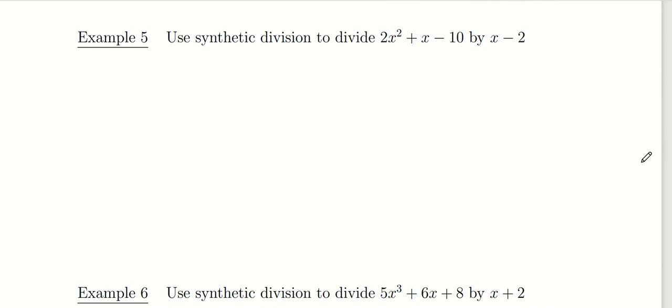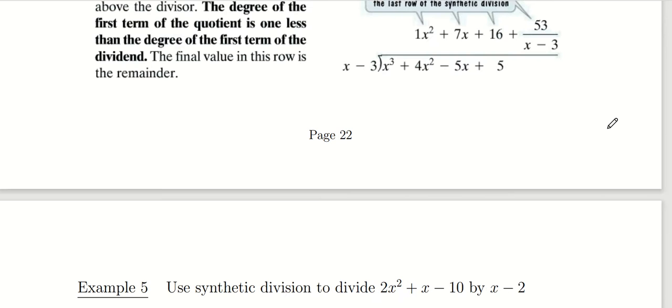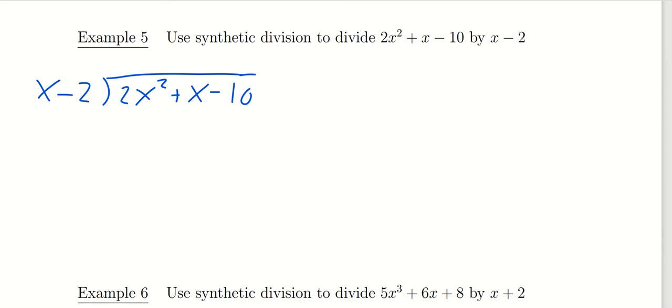Let's get some practice. Let's use an example 5. They specifically say to do synthetic division on this. Let's actually do this one both ways. So I'm going to start off with the long division. I'm going to take x minus 2 and divide it into 2x squared plus x minus 10.